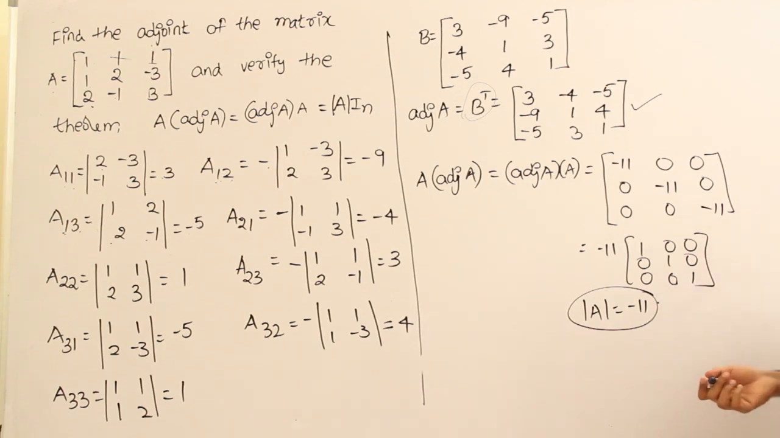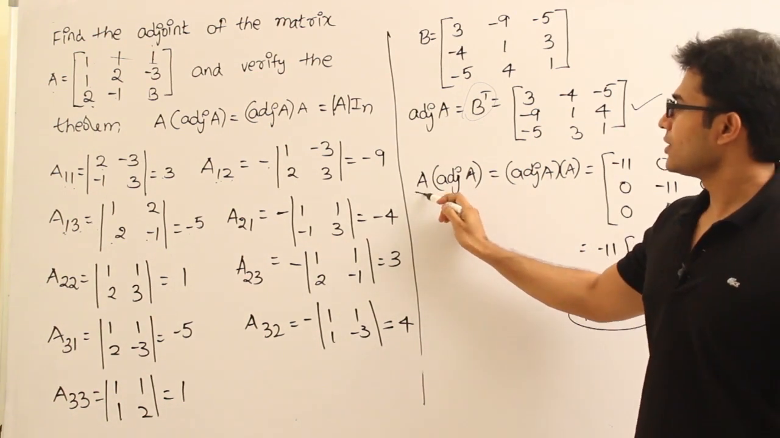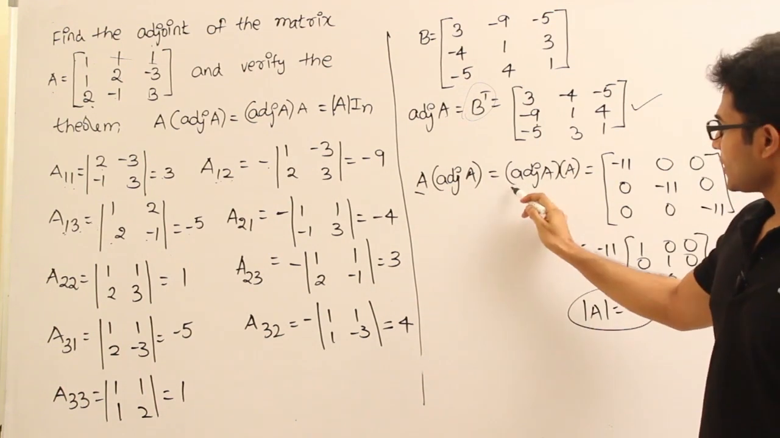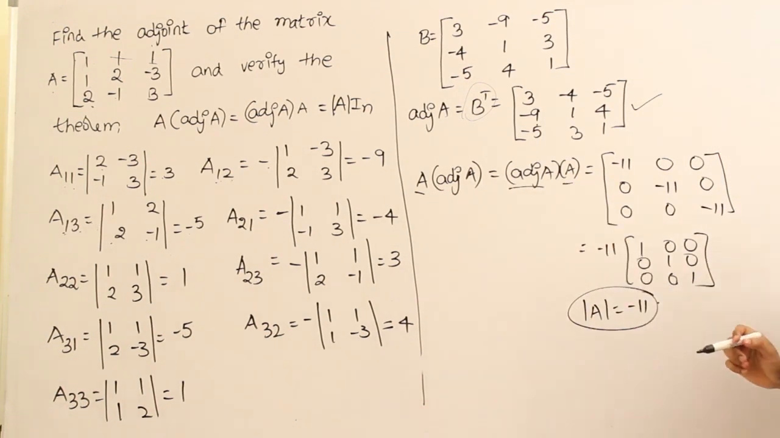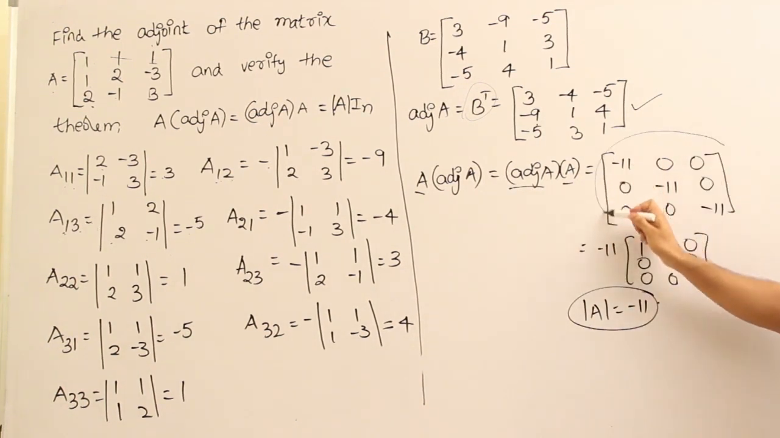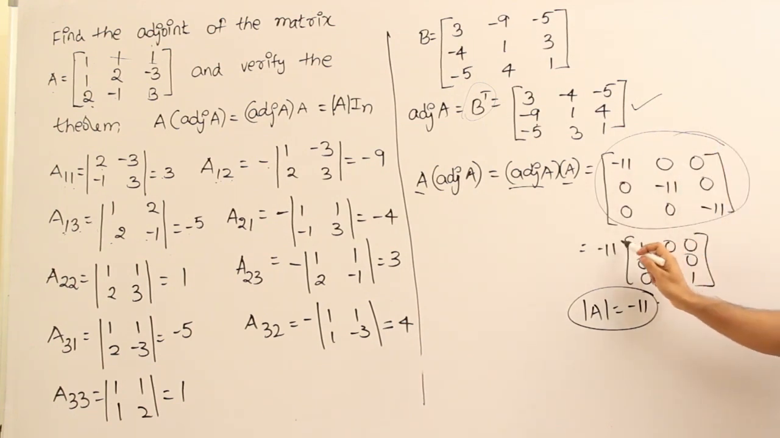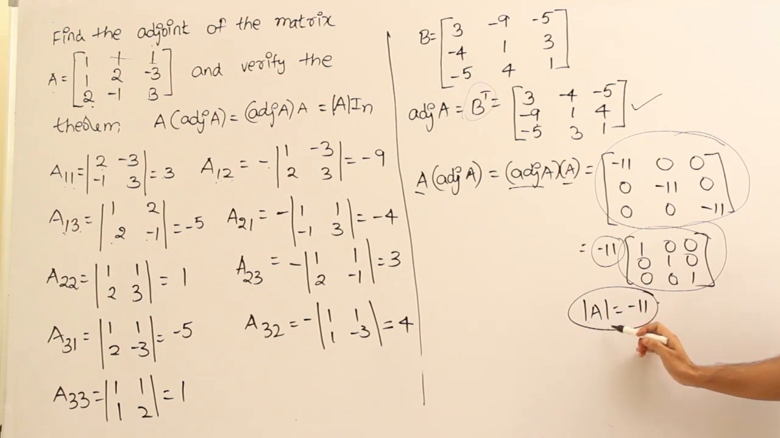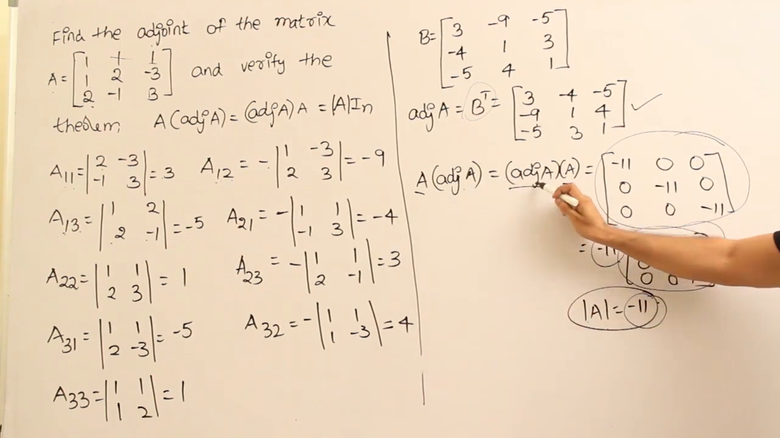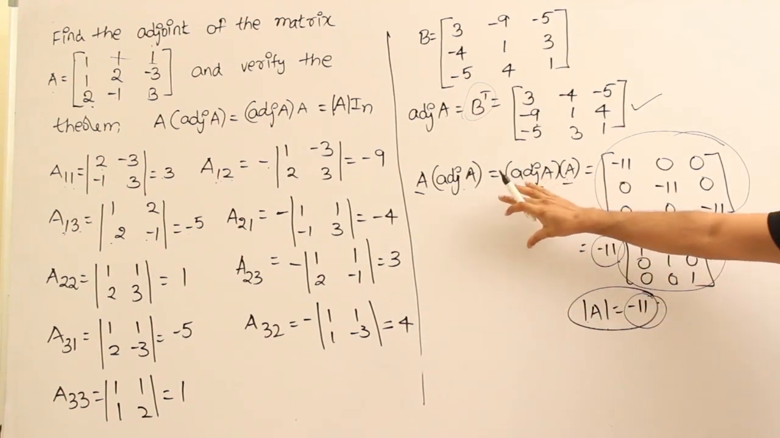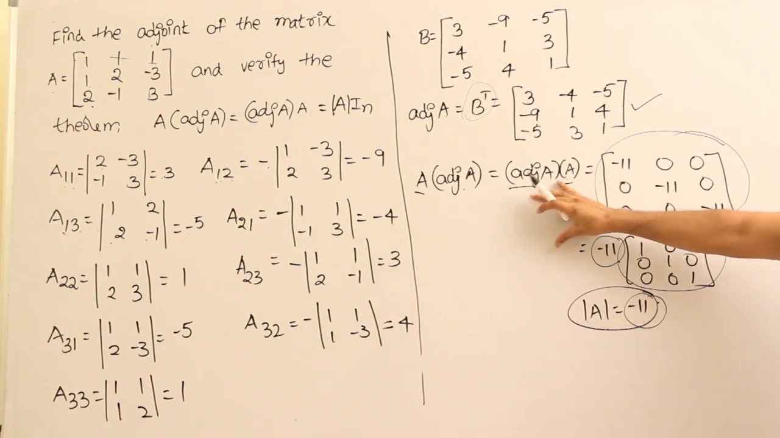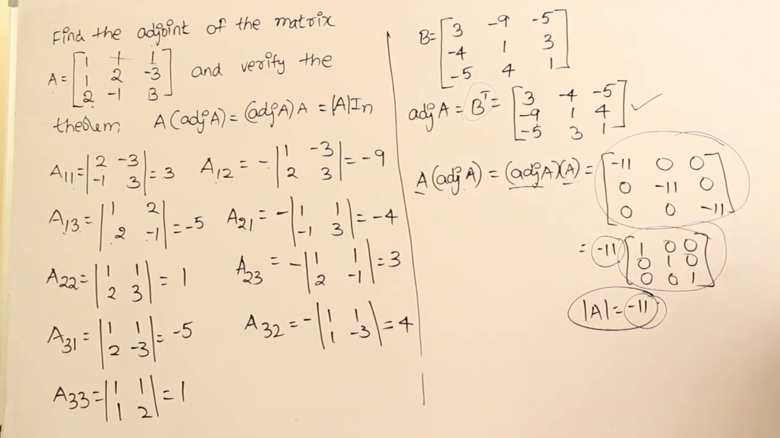Then you can verify that by multiplying. You can take A and multiply with this, or you can take adjoint A and multiply with A. You are going to get this as the answer, which can be written as minus 11 into this. Even if you find the determinant of A, you get that the determinant is minus 11. Therefore, the theorem is verified. What is it? A into adj A is this. Actually, I didn't multiply here. You can multiply and see that the result is this. You can check it for yourself.